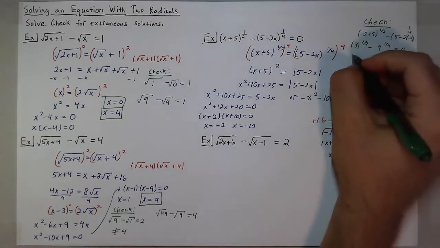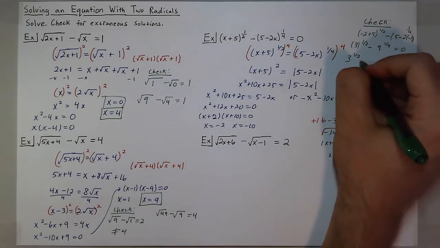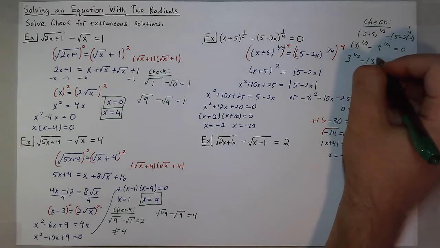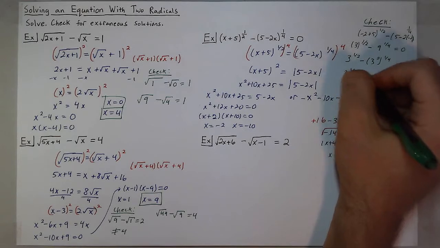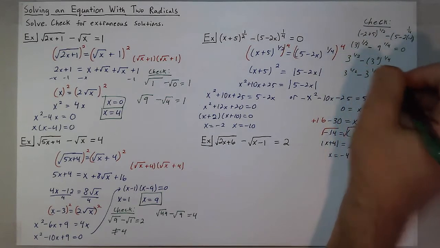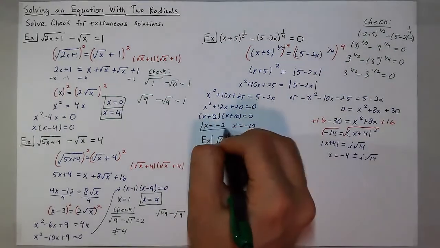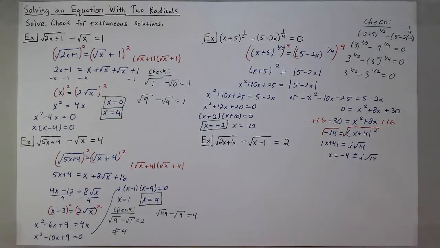9 is also known as 3 squared. So you have 3 to the 1/2 minus 3 squared to the 1/4, which gives you 3 to the 1/2 minus 3 to the 1/2, which is 0. So negative 2 definitely works as a solution.